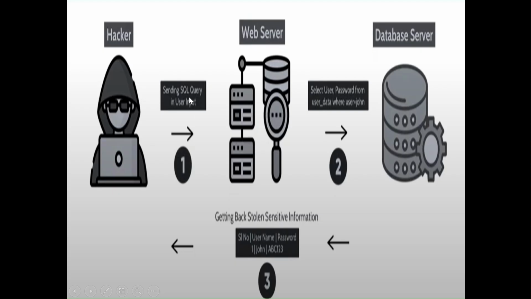Here, the hacker is trying to send an SQL query in the user input to the web server. It selects the user password from user data where user equals something in the database server. When it is getting back, it's returning the sensitive information, the entire thing, like username and password. Select the username, password from the data where user equals John. This is the SQL injection.